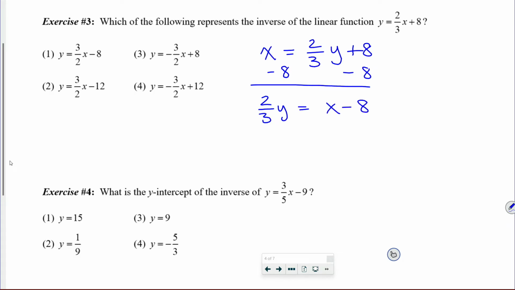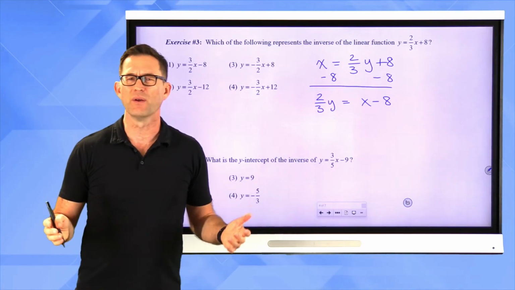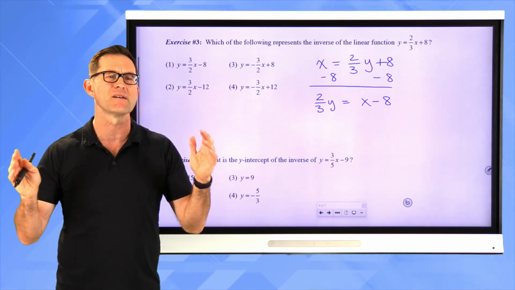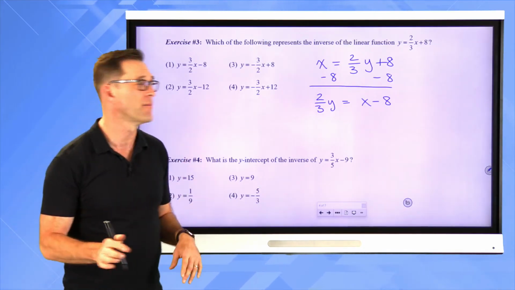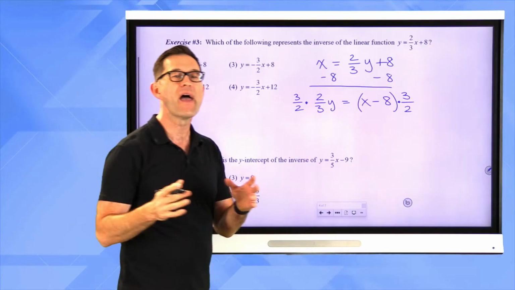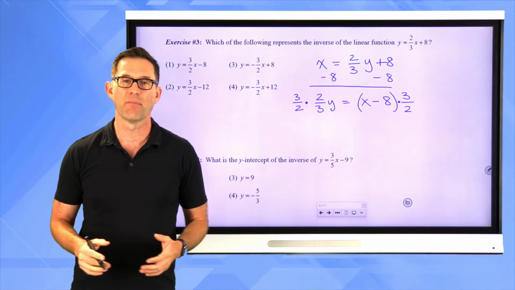But of course, one of the big differences is we don't really want to divide both sides by 2/3. That's ugly. It's a pain. You don't want to do that. What's better is multiplying both sides by 3/2. Now, one of the keys, though, is that we have to multiply everything on the right side by 3/2.